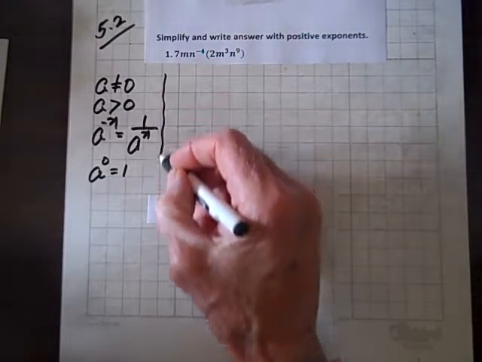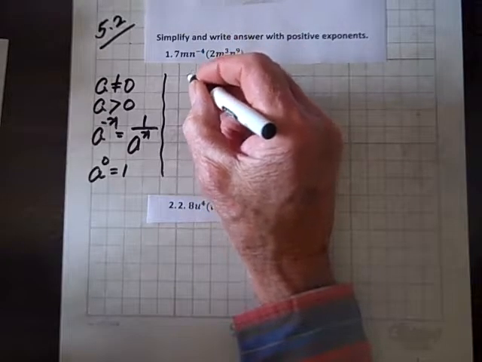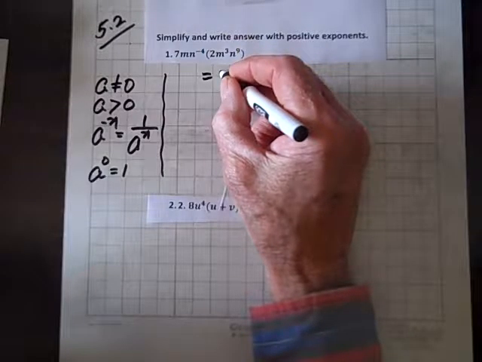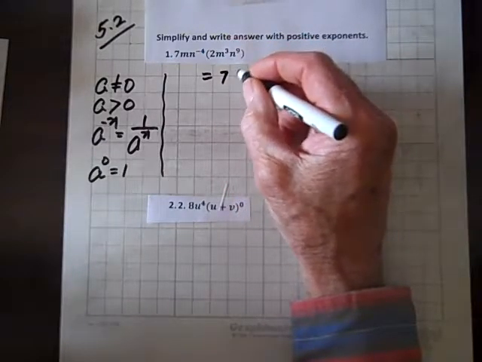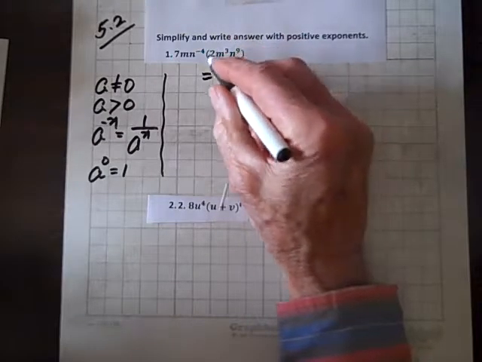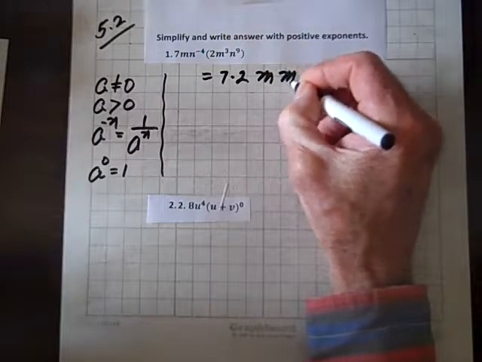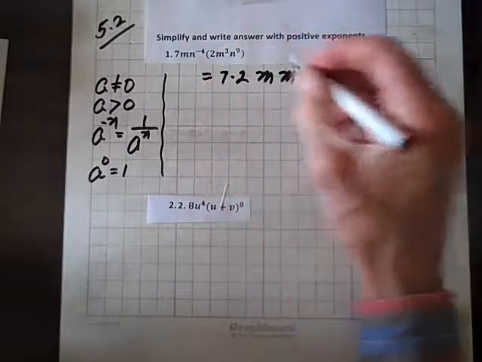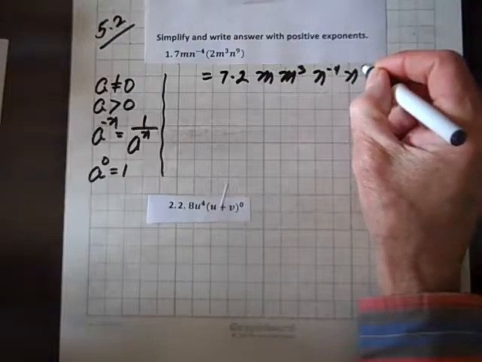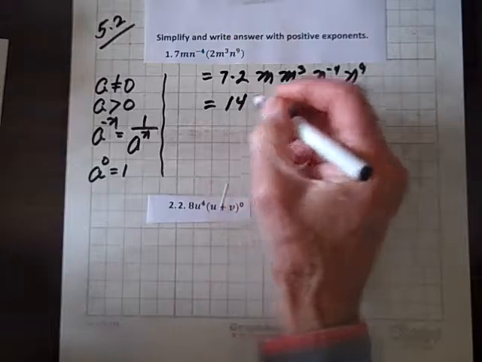Now, with that said, we've got this equals 7 times 2. There's the 2. m times m cubed and n to the negative 4 times n to the 9th, which equals 7 times 2 is 14.